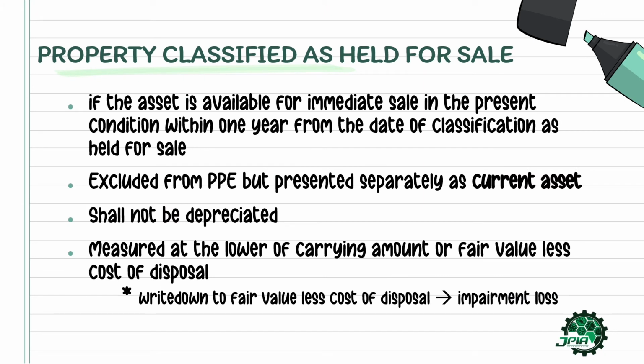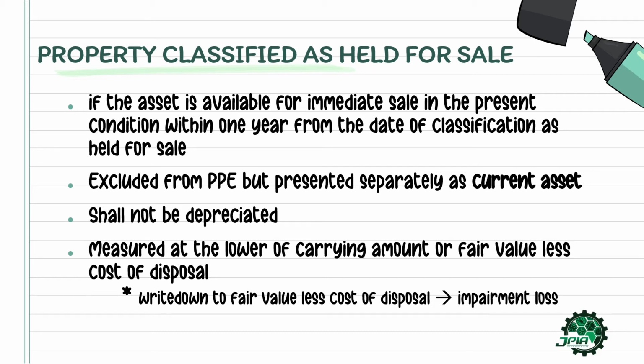So, there are certain PPEs that are classified as held for sale. Okay, so for an overview, properties are classified as held for sale if the asset is available for immediate sale. Ibig sabihin, kinlassify na ng company na gusto na nilang ibenta within the year. Okay? So, kung gusto na ng company na ibenta tong PPE na ito, it shall be excluded from PPE. Pero, kailangan nyo pa rin siyang i-present as a current asset called non-current assets held for sale. Again, non-current assets held for sale.